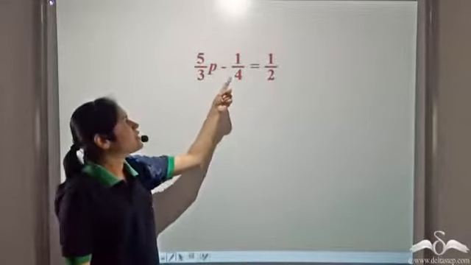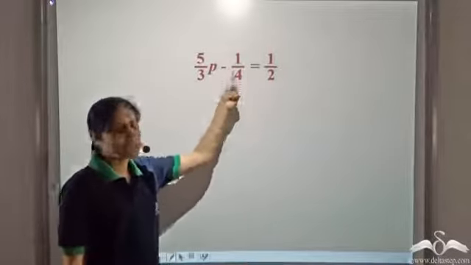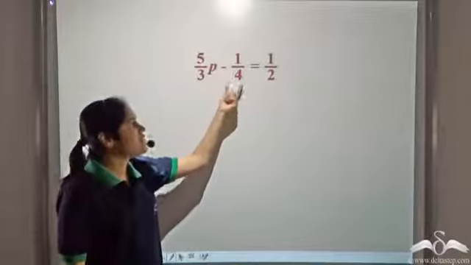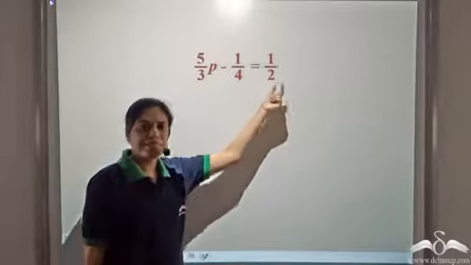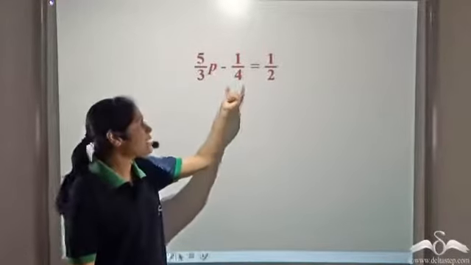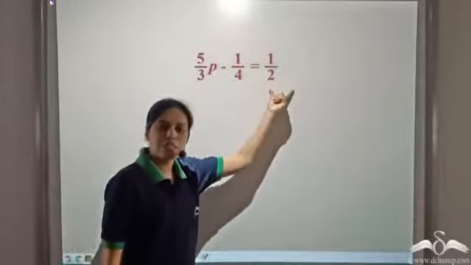So first thing is to transpose this, because this is something minus 1 by 4. So we can transpose this to the right hand side. When we transpose this to the right hand side, minus 1 by 4 becomes plus 1 by 4.